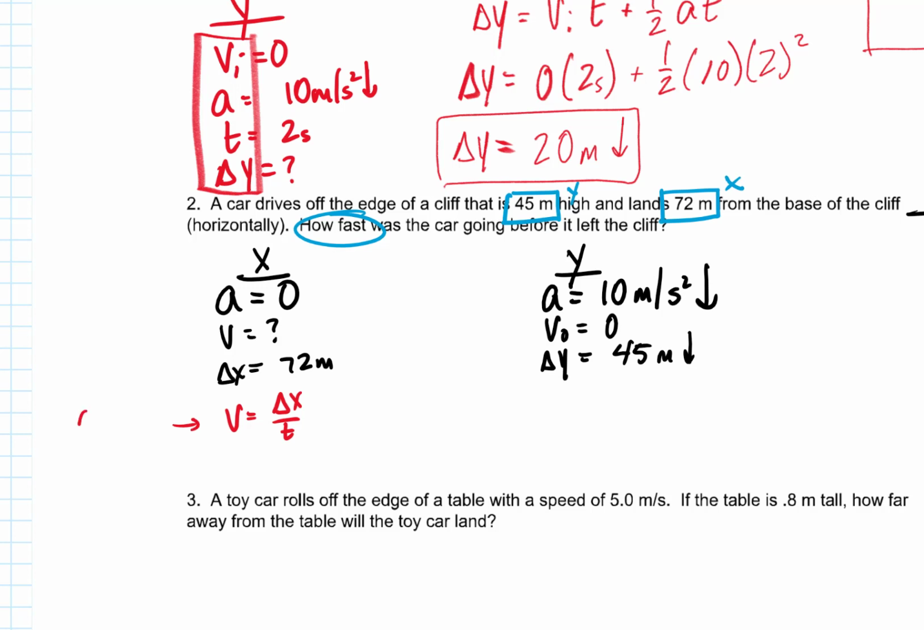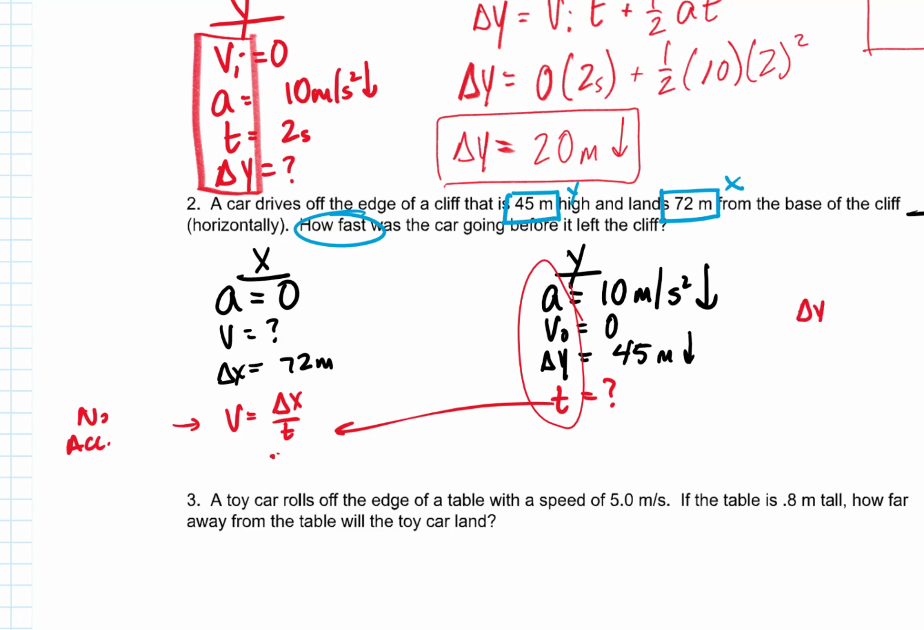This is what we use when we have no acceleration. Only problem is I don't have time over here in the x direction. What I can do is find the time in the y direction, and then, since it's happening simultaneously at the same time, I can move that over into the x direction. So I want to solve for time here.